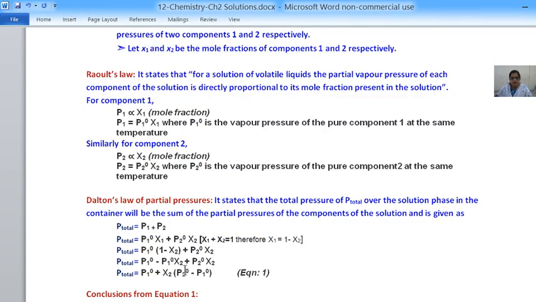Now, what is common in these two terms? That is chi2 is common in these two terms. We can take chi2 out, and so our new equation will be P total is equal to P10 plus chi2 into P20 minus P10. So this is our final P total equation, and we are numbering this equation as equation number 1. Now the conclusions that can be drawn from equation 1.